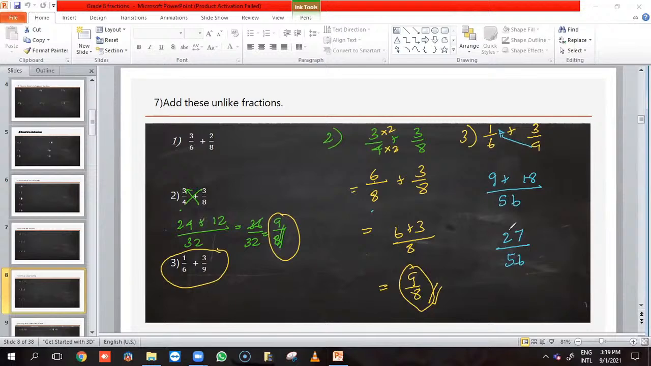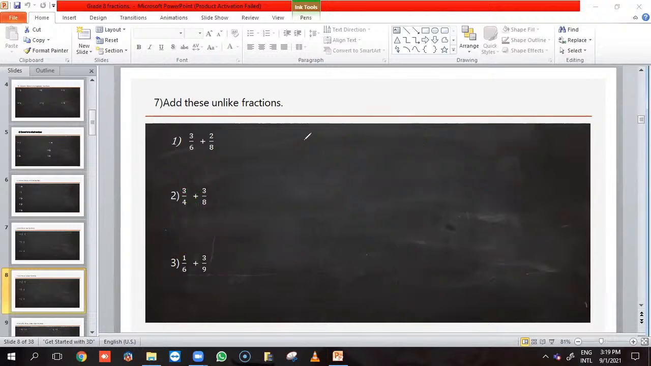49 and 7, 56. No, 9 times 3, 27. 9 times 5, 45, 54. No, it is not divisible anymore. 27 over 56. The other method also, I will just follow the second method for the third one.